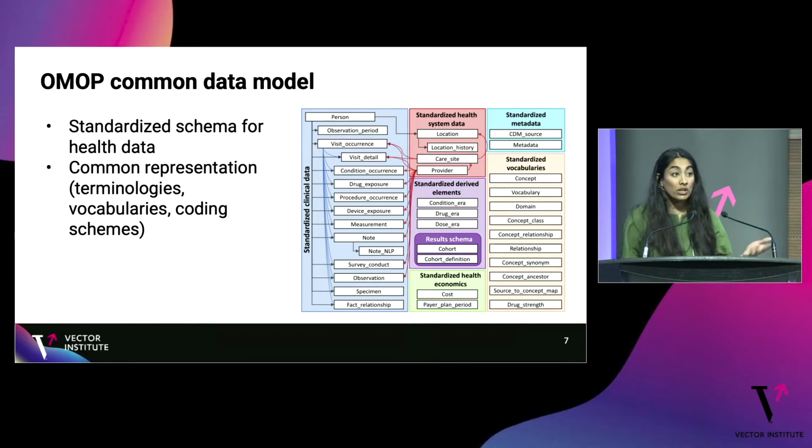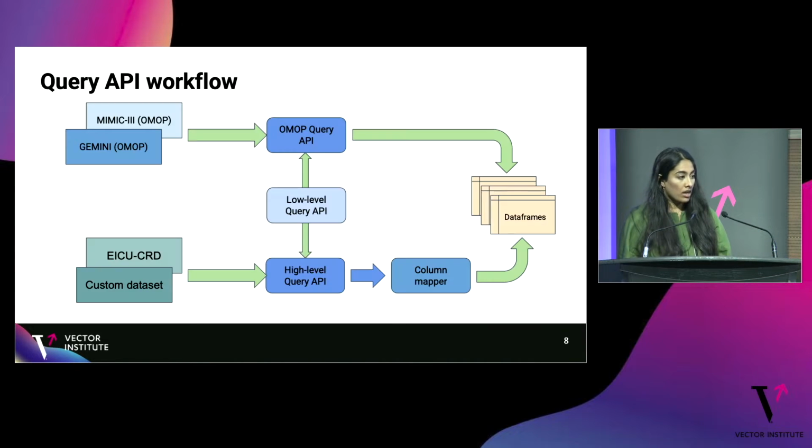So I spoke about how one of the problems or barriers for the deployment of clinical machine learning models is this lack of standardization in EHR data. So the OMOP Common Data Model is a standardized schema for standardizing the structure and content of observational health data, and it uses common representations, terminologies, vocabularies, things like that. So it's really important that we support OMOP integration in our querying API. So our CyclOps querying API does support OMOP integration, whether that be a custom data set that you have, or MIMIC, or GEMINI.